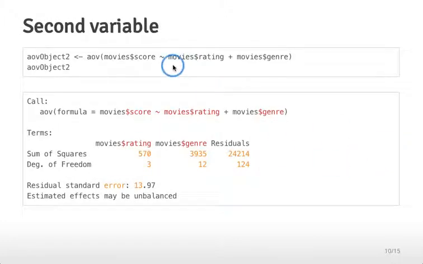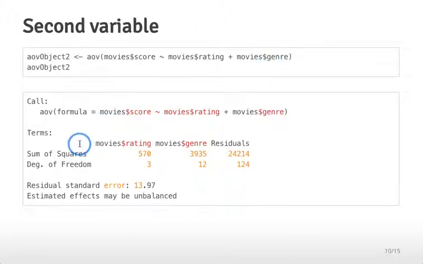So you can add a second variable very easily in ANOVA in R. What you do is, again, you have the left-hand side is the outcome, a tilde, and then if you want to have multiple variables, you can just concatenate them together like this with a plus sign in between them. And so you end up with movies rating here and movies genre. These are both factor variables.